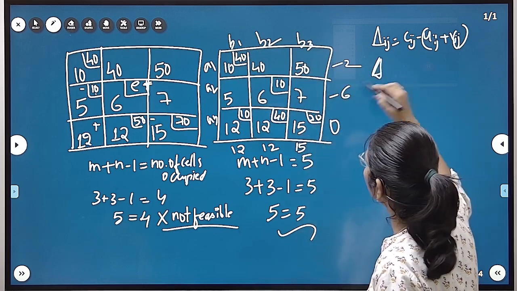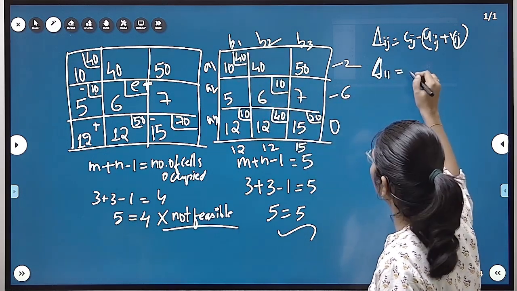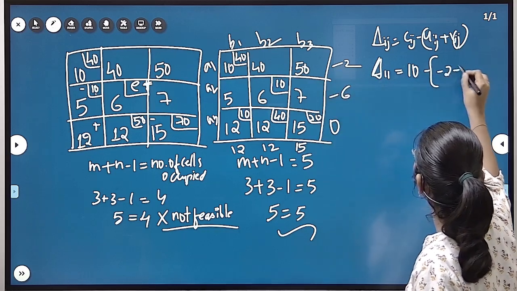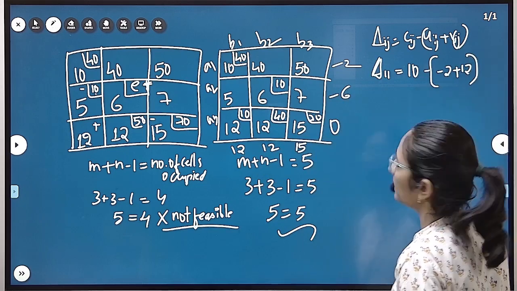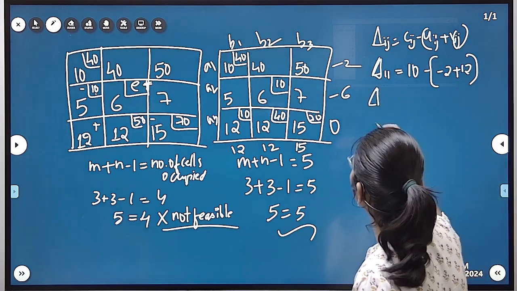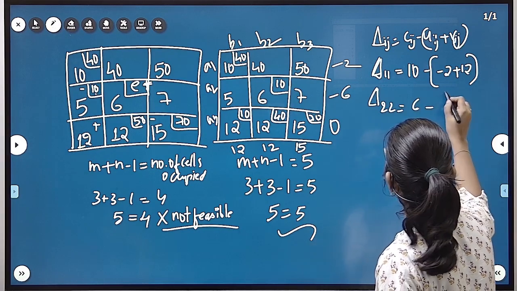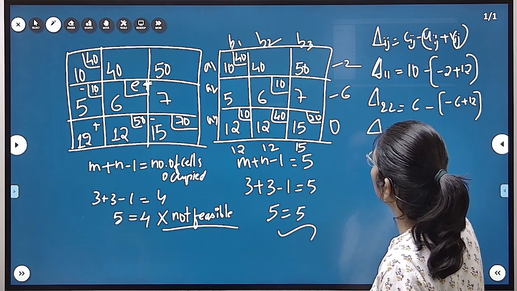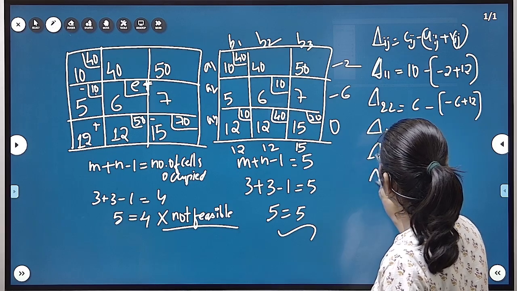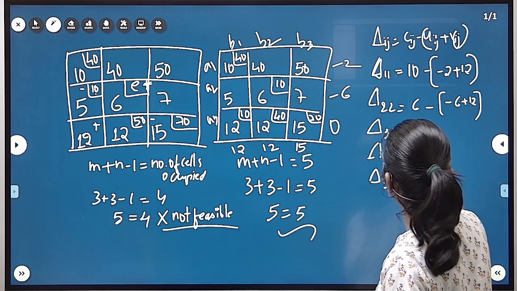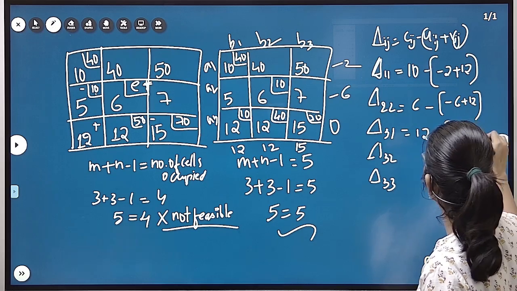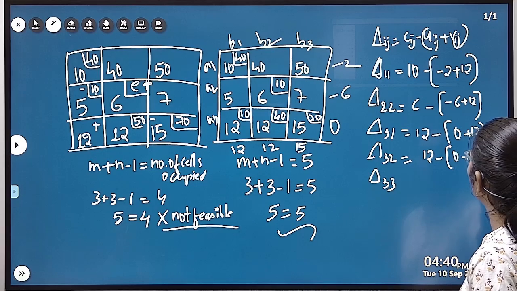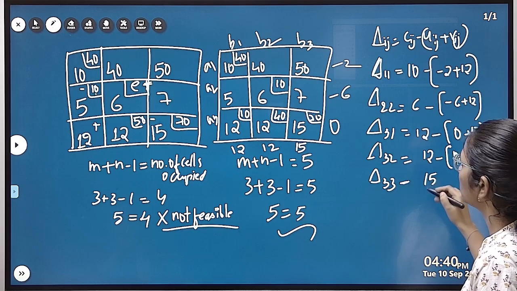So now delta 1,1, A1 and B1 is equal to 1,1. So the Cij value is 10, minus Ui, what is Ui? Minus 2 plus 12. Okay. So next delta 2,2 is equal to 6 minus 6 plus 12. Then next 3,1, delta 3,2, next delta 3,3. So 3,1 is nothing but 12 minus 0 plus 12. Here 12 minus 0 plus 12.